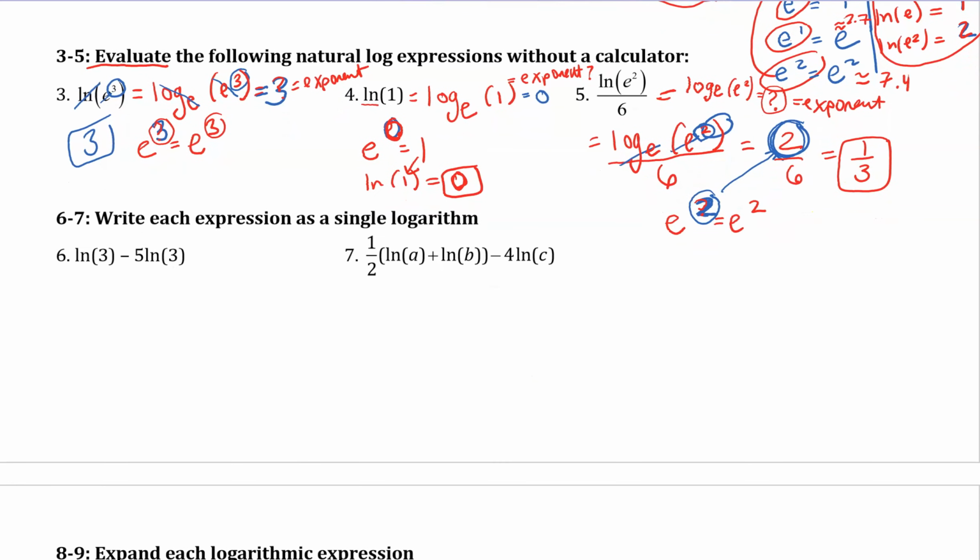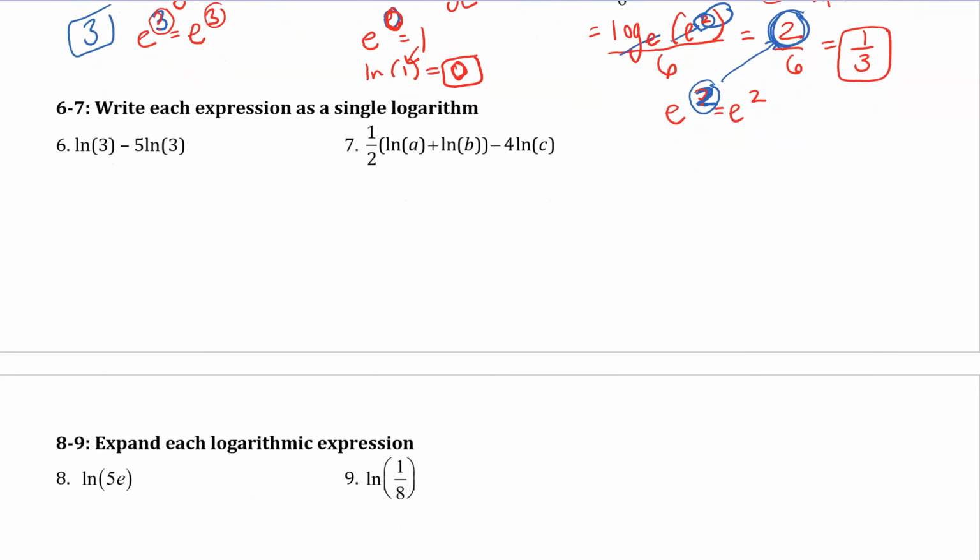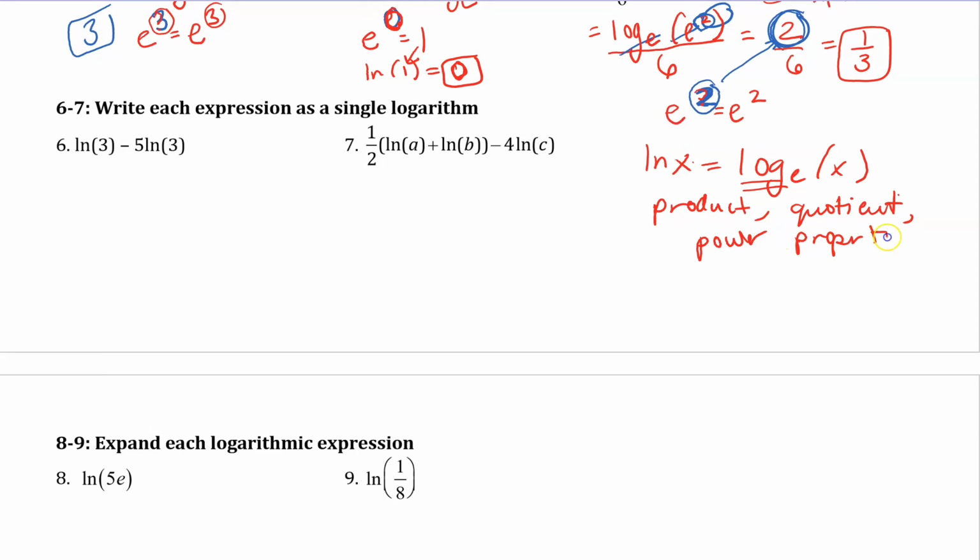So that's evaluating. And then the other thing I wanted to emphasize is that ln, again, is just short for log base e. So that's really the whole point of this lesson, is that ln of x is really just short for log base e of x, or ln of whatever is short for log base e of whatever. In other words, it acts just like any other log. I can use the same properties. I can use the product, quotient, and power properties of logs because the natural log is a log. So it follows all of these 3 properties, product, quotient, and power.